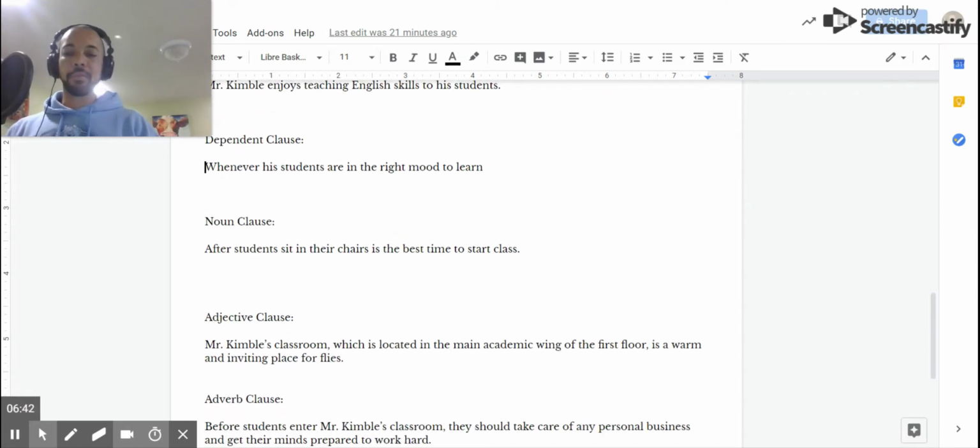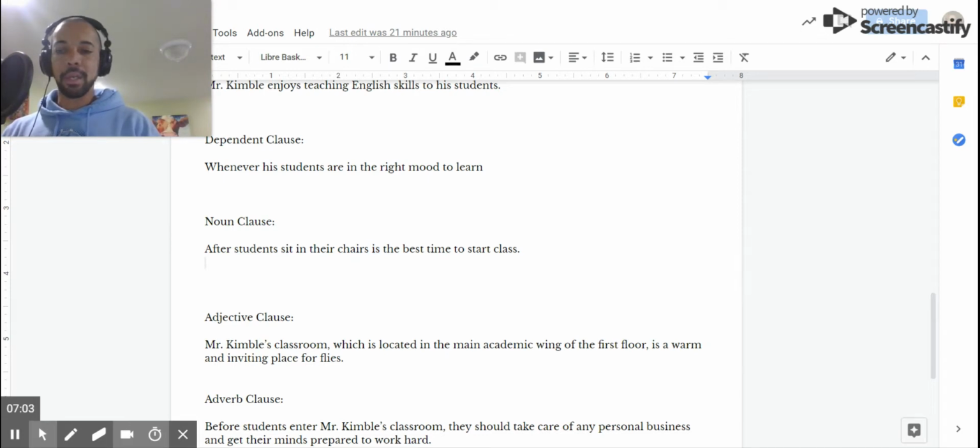Moving on, we have different types of dependent clauses. So noun clauses. What we're going to find is there are groups of words that function just like an individual word did in a previous sentence. So, after students sit in their chairs is the best time to start class. So I have a couple of verbs. I have the word is, and I have the word sit.